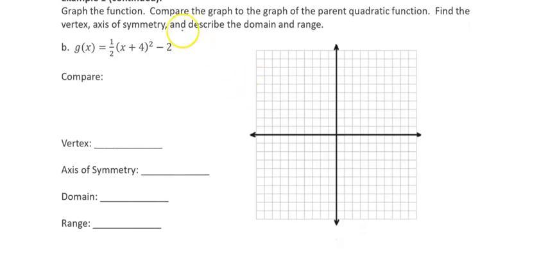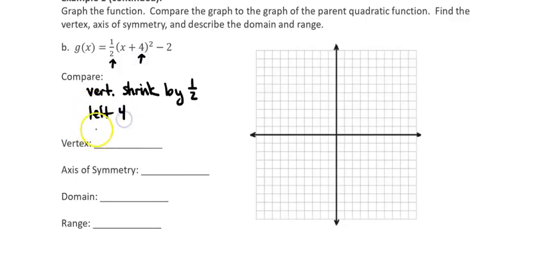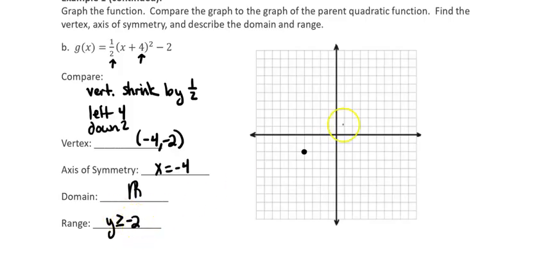All right, so on this one, the 1/2 is the a value. It is positive, so it opens up. It has a vertical shrink by 1/2, because 1/2 is between 0 and 1. This plus 4 is left 4, and then the minus 2 is down 2. So left 4 is negative 4, down 2 is negative 2, or you can just count on your graph left 4, down 2, and you see it right there. So the axis of symmetry is at x equals -4. Since it opens up, it's greater than or equal to, and that's always the y value of the vertex.